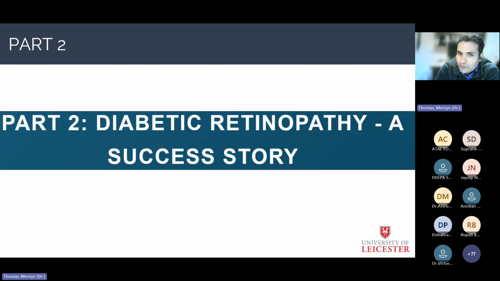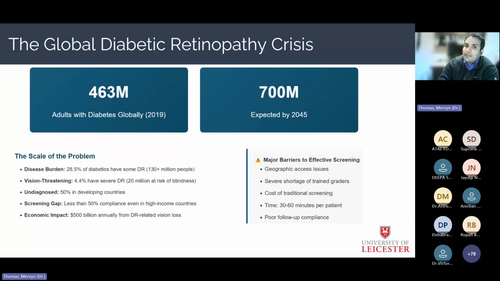Which now brings me to part 2, and this is focused on diabetic retinopathy, which is a success story. This is where AI in ophthalmology moved from research laboratories into real-world clinical practice, treating hundreds of thousands of patients. And just to give context to that, the global diabetic retinopathy crisis is actually staggering. The scale is absolutely staggering.